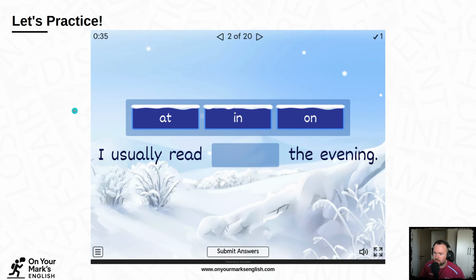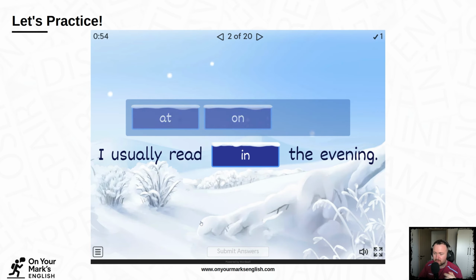I usually read the evening. Okay, we got to think about it. Is the evening big, medium, or small? Not as big as a year, not as big as a month, not as big as a day, not as small as an hour, but it's still quite small. So I usually read in the evening. The evening is only a few hours every day.